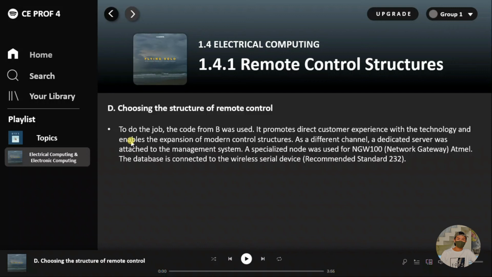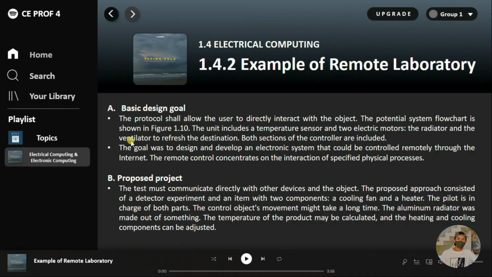So choosing the structures in the remote control kay mag-promote siya og direct customer experience with the technology and enable expansion of modern control structures. So dapat be careful of choosing structures for using in the remote control.